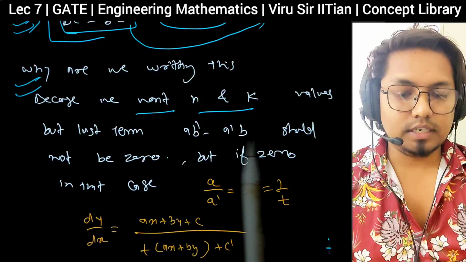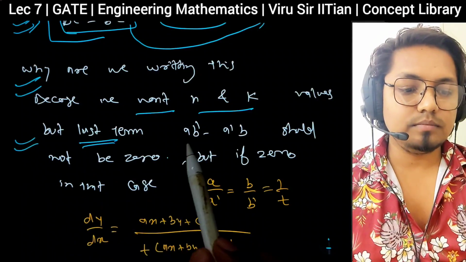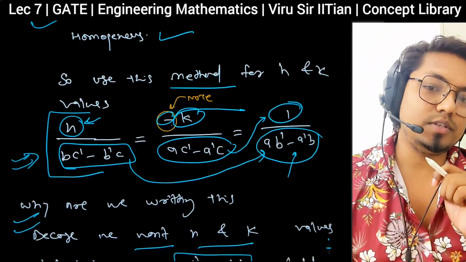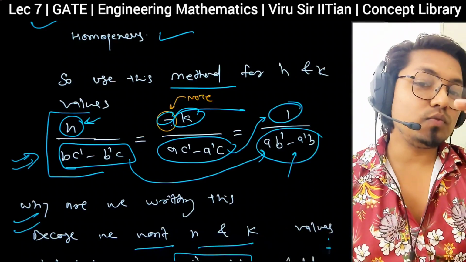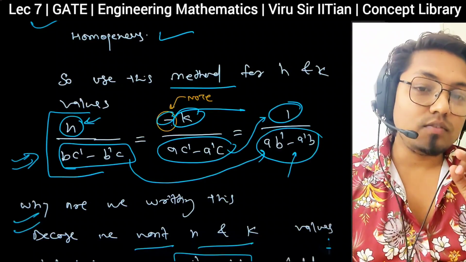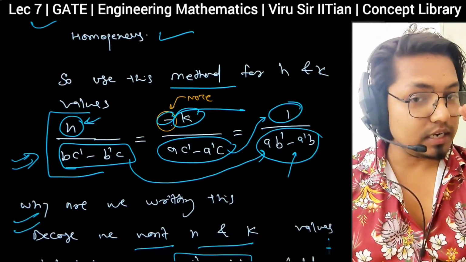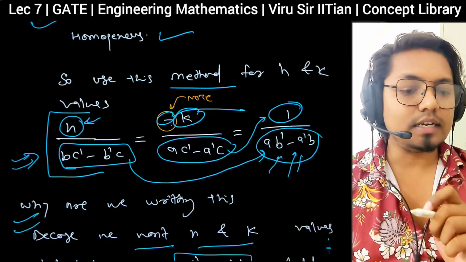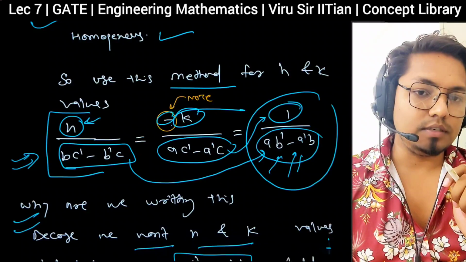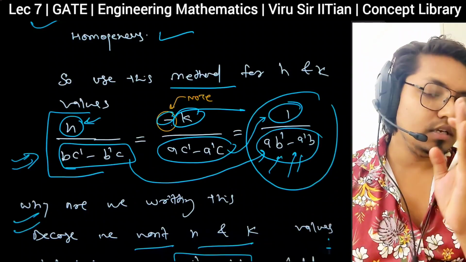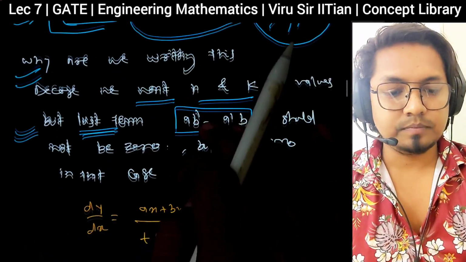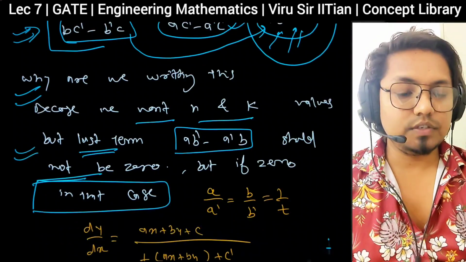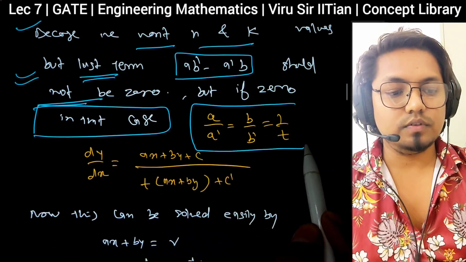So why are we writing this? Because we want h and k values, but this last term that you are seeing here should not be 0, because if it becomes 0, then 1 by 0 will become infinite. That will be a problem for us. It should not be infinite. But suppose somehow these two terms automatically come out as 0. In that case, this term will not exist properly. So in that case, we will slightly change the way of solution. Okay, how to solve this? This should not be 0, but if that term is 0, in that case, we will use this thing.